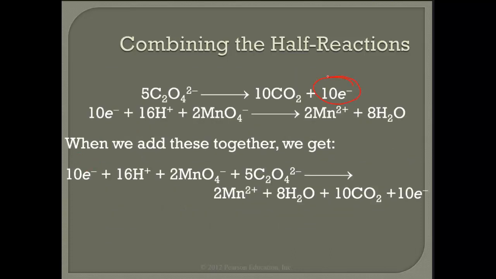Then we add these electrons together. Think of the arrow as an equal sign. Everything on the left here goes on the left here. Everything on the right goes on the right.